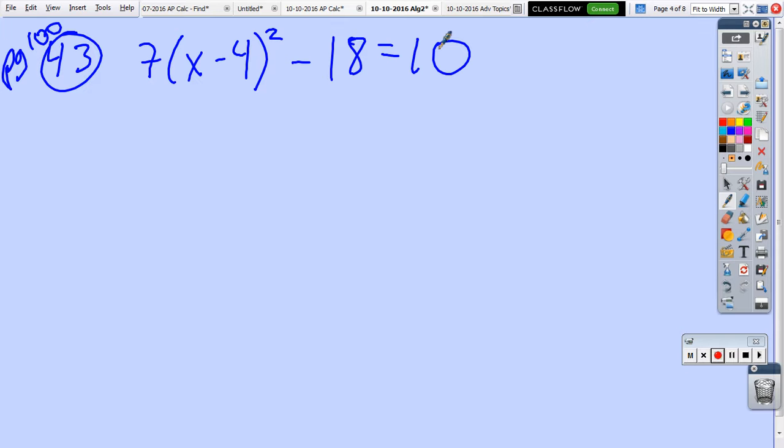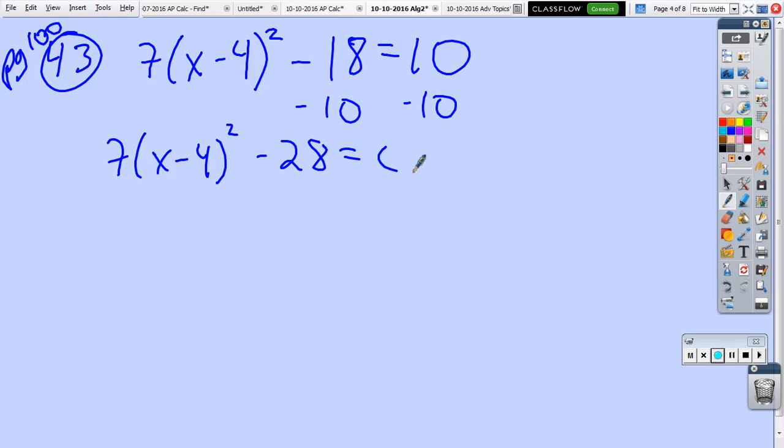Yeah, so we'll start with getting it equal to 0. If you go ahead and subtract 10 from each side, you have 7 times (x minus 4) squared minus 28 is equal to 0.